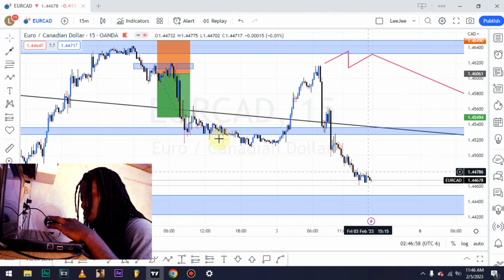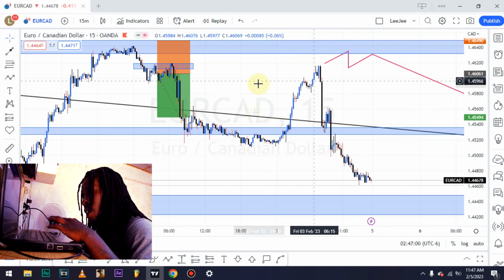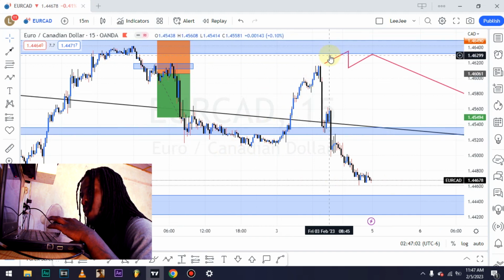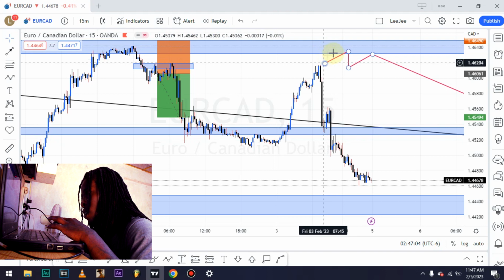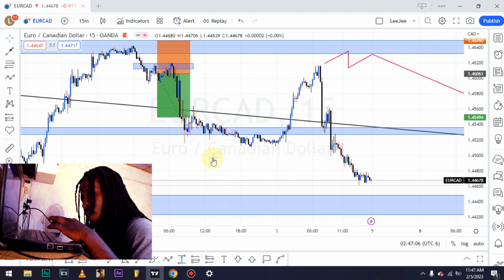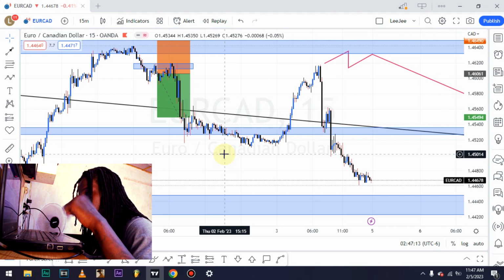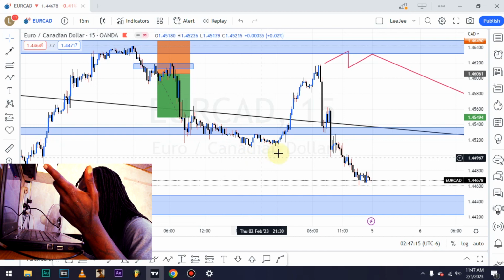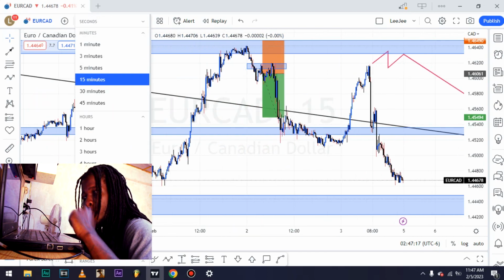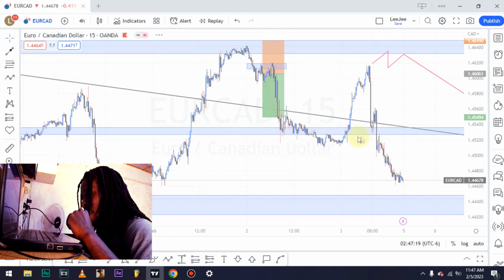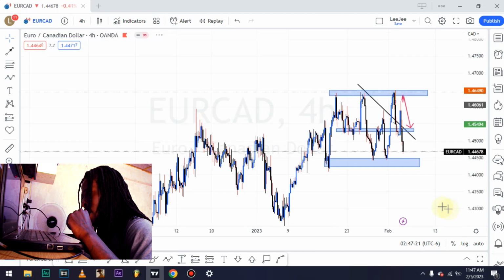So I did not take this trade once again as price tried to go back to the previous resistance, because I did not see the clear structure that I'm looking for. If it's an uptrend, I'm looking for higher highs and higher lows, or if it's a downtrend, I'm looking for a lower low and a lower high to be formed before taking my entry. So that's how I approach markets, guys. I just don't enter a market anyhow.